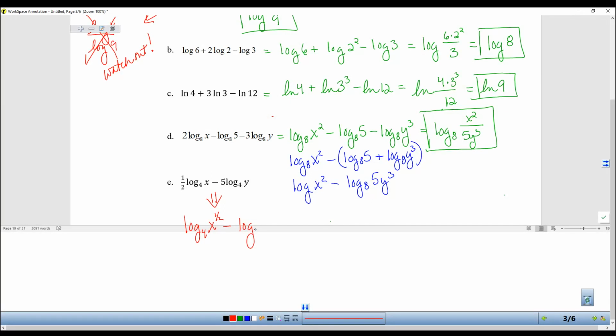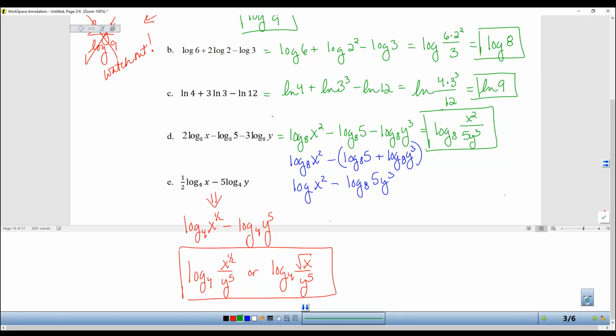And actually, I'll do this one a little bit differently, because every once in a while a kid does this differently and they get confused. Log base 4 of y to the 5th. Since I have subtraction, I write it as a single logarithm of x to the 1/2 over y to the 5th. If you are the kind of person that likes to write things as a square root, this is also a great answer. So whichever one that you want.